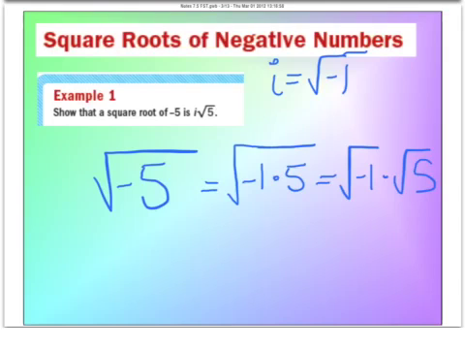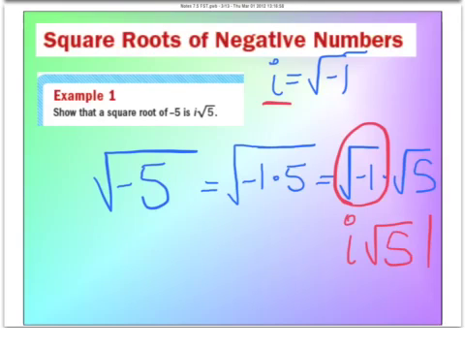Well, we know that the square root of -1 is actually the letter i, so you replace that with i, and you get this. This is proof that the square root of -5 is equal to i times the square root of 5.